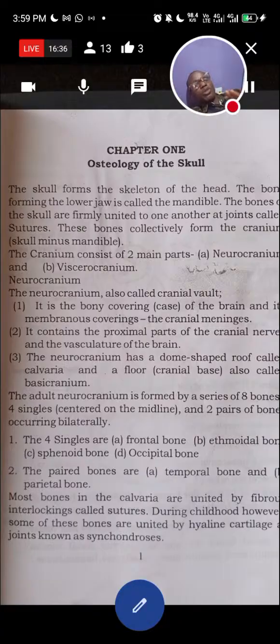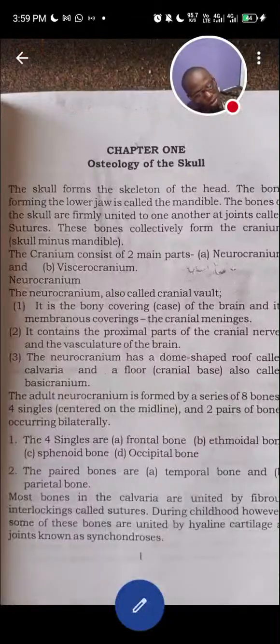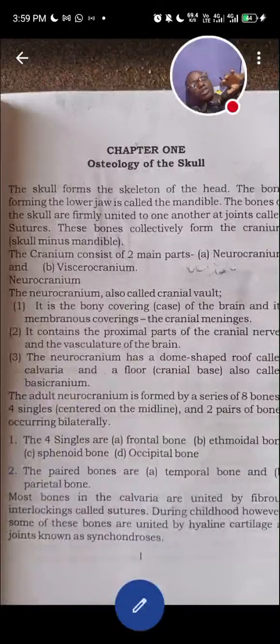So, summary of what we've done, we've looked at the characteristics. We look at the joints. He said the joints in the brain are called sutures. The neurocranium has fibrous interlockings called sutures.